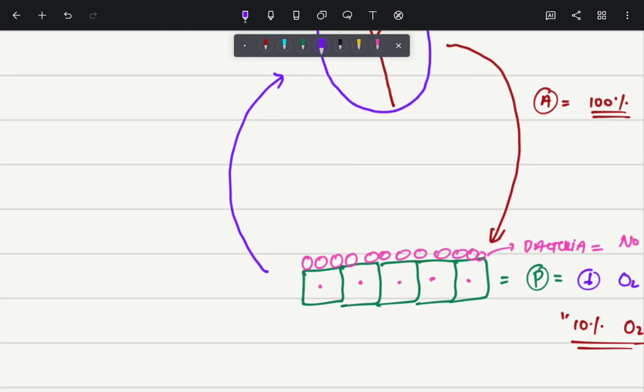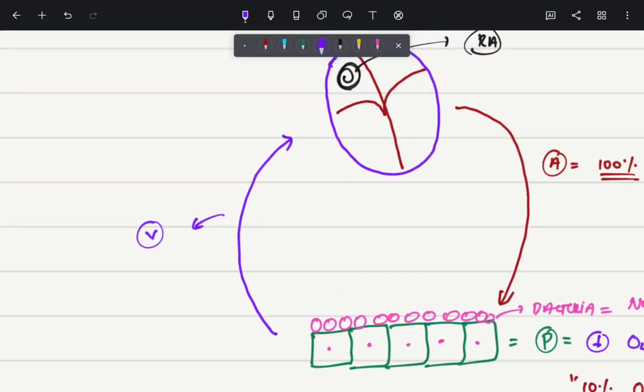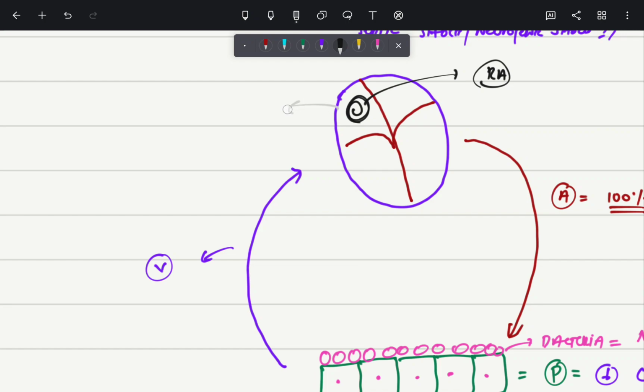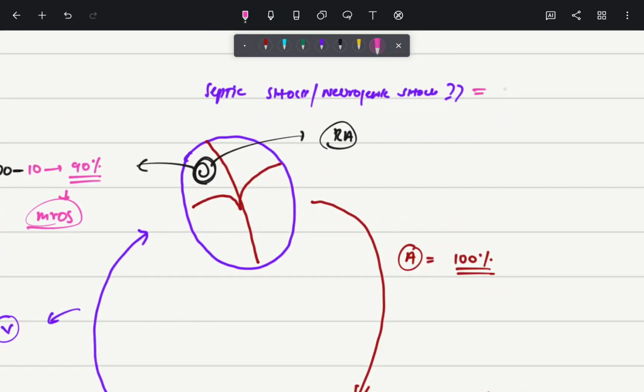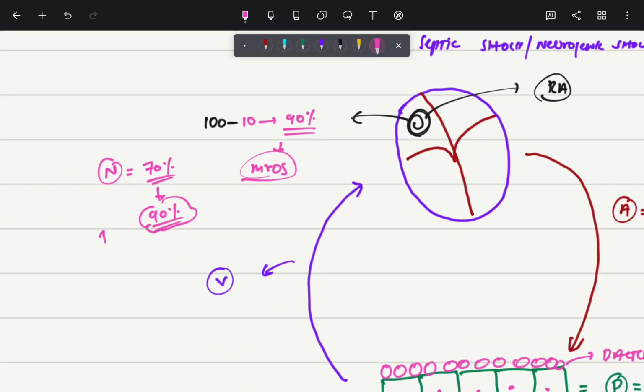And finally, through the vena cava, the blood will return to the right atrium. So how much saturation will be at the right atrium? There was 100% oxygen at the aorta, right? Out of 100%, only 10% was utilized. So 90% will be the mixed venous oxygen saturation. What was the normal? Normal was 70%, but here it is increased to 90%. So in septic shock or neurogenic shock, there is increased mixed venous oxygen saturation, because in the peripheral tissues there is decreased utilization of oxygen. Okay, 90% is increased mixed venous oxygen saturation. I hope you are clear with this.